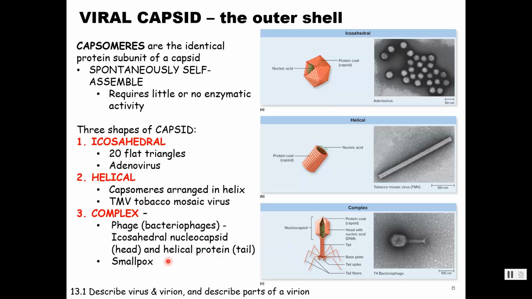There are animal viruses like smallpox, which also doesn't fit in the icosahedral or helical category, so it's just called complex. So think of complex like the other, or the junk drawer.